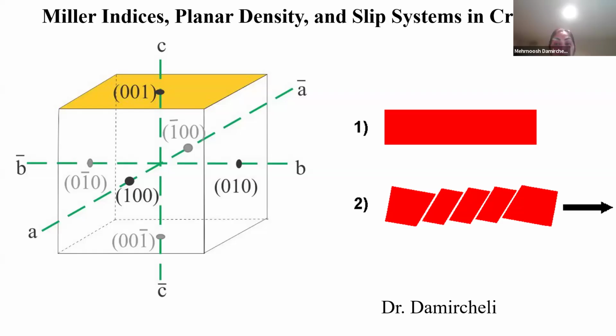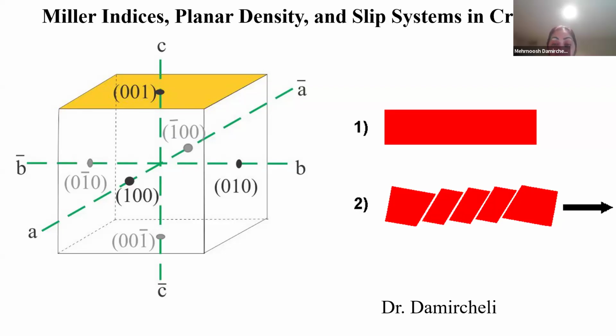Welcome to this video. In these sessions, we will talk about Miller indices of planes and directions in crystal structures. And we will see why they are important, why Miller index is important, why planar density is important for us, and how they define families of planes and how planar density is calculated in different structures, such as FCC or face-centered cubic and BCC or body-centered cubic crystals.